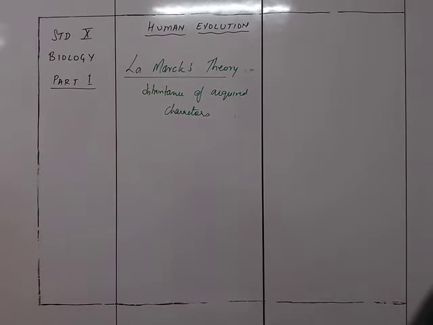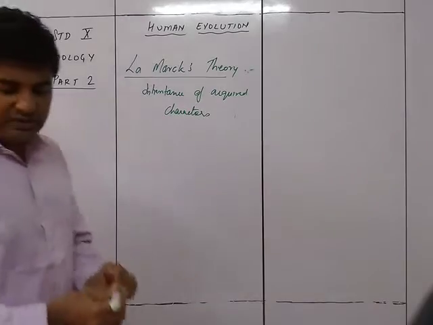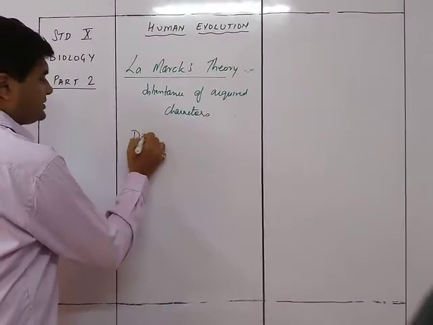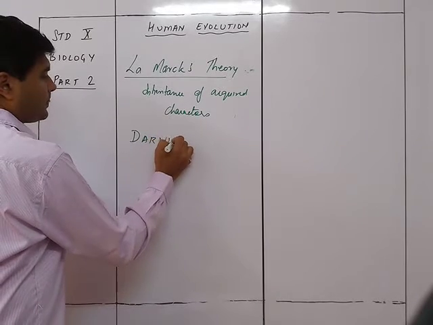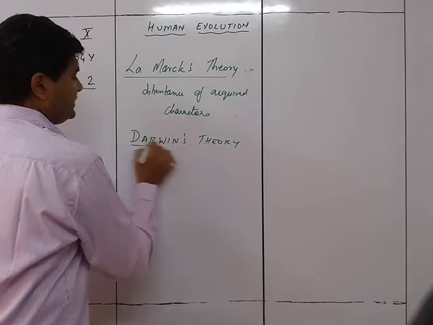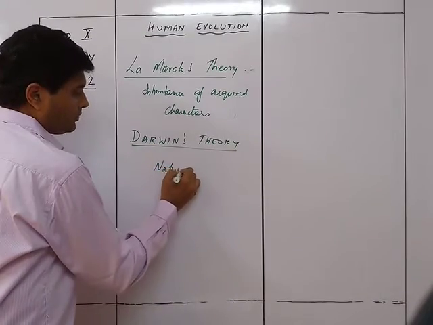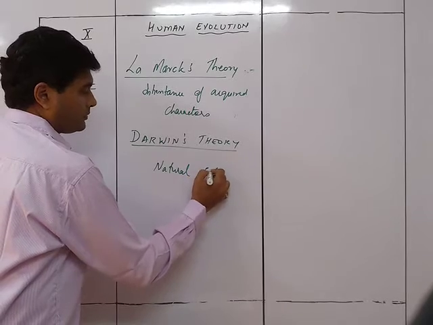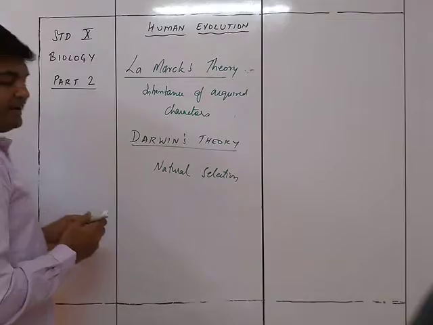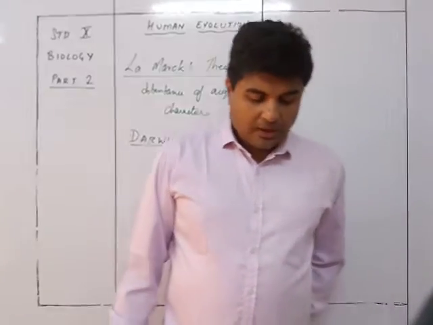So the next theory is the theory given by Darwin. It is Darwin's theory, and this is a theory of natural selection. Okay, there is a theory of natural selection, that is Darwin's theory of natural selection.